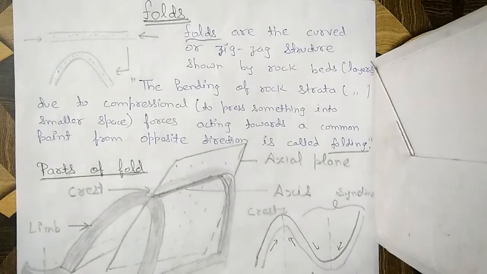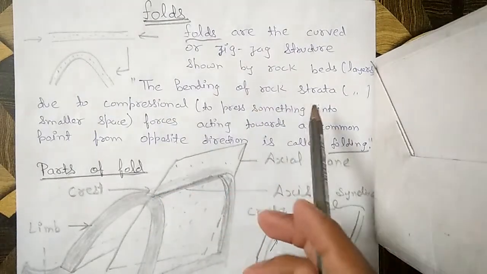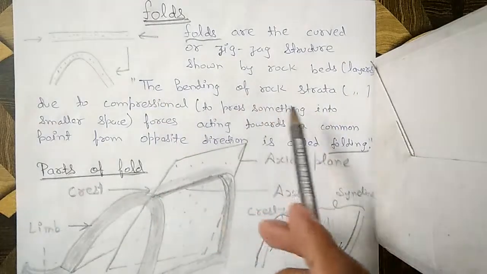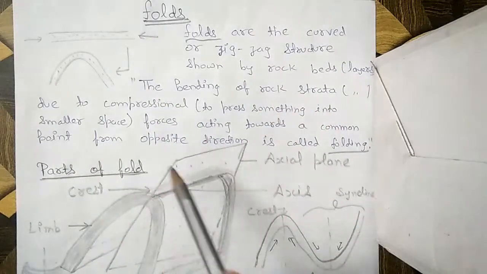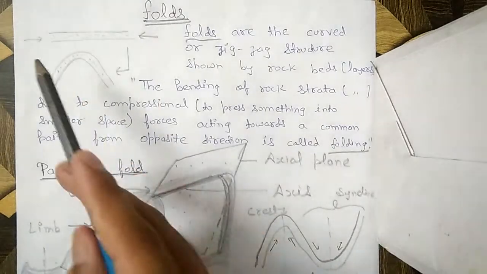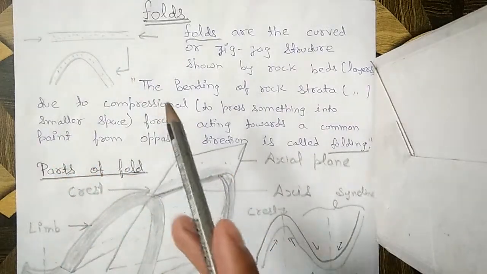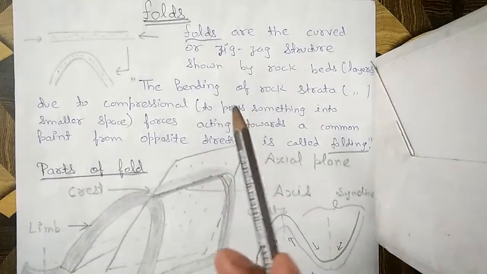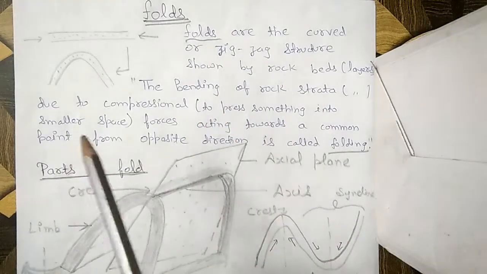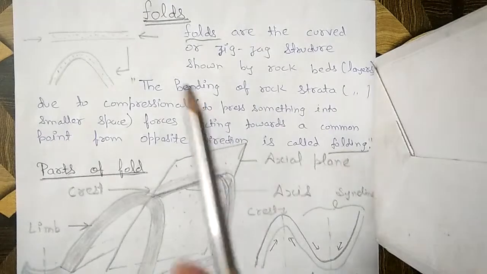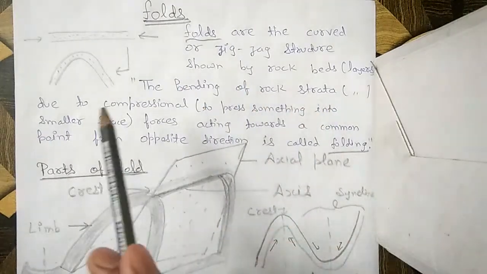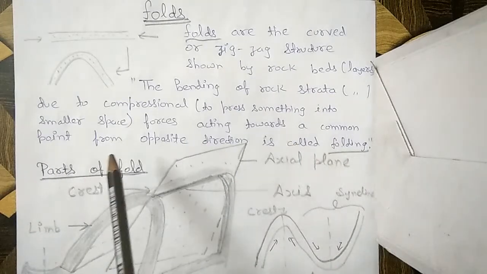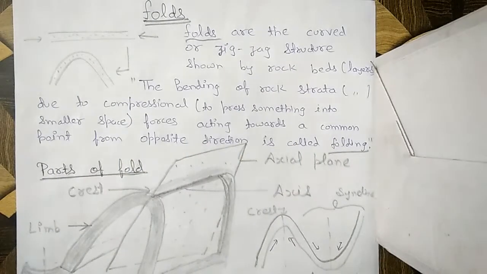Now we will understand the definition of folding. Folding is a process of making folds, and it is done by nature. It is the bending of rock strata, meaning layers, due to compressional forces. Compression means a force applied from both sides that presses something into a smaller space. So the bending of rock layers or strata due to compressional forces acting towards a common point from opposite directions is called folding.